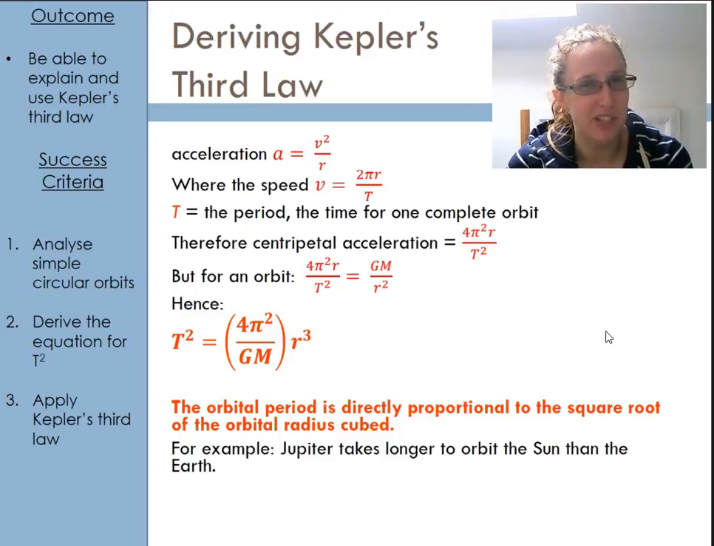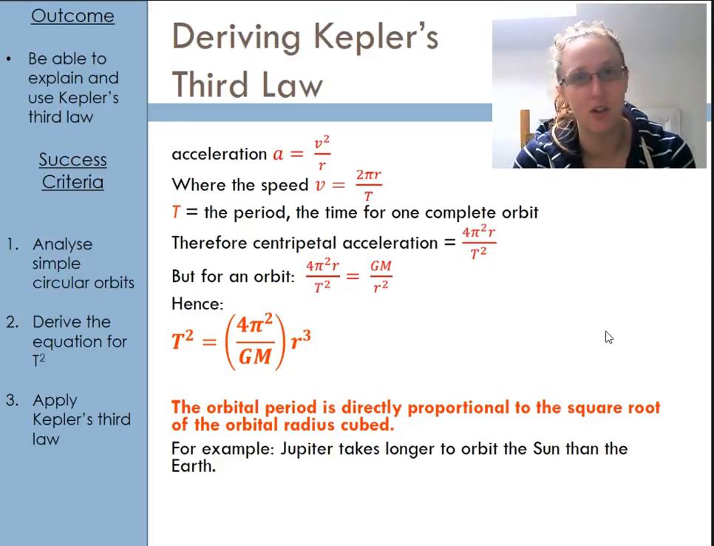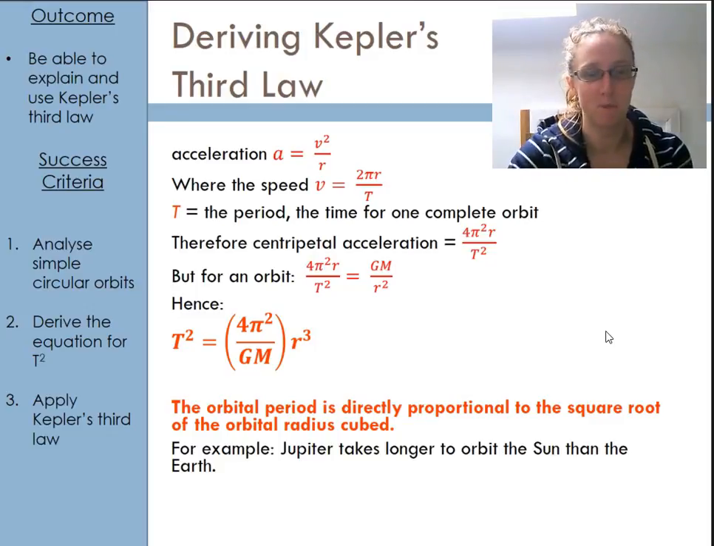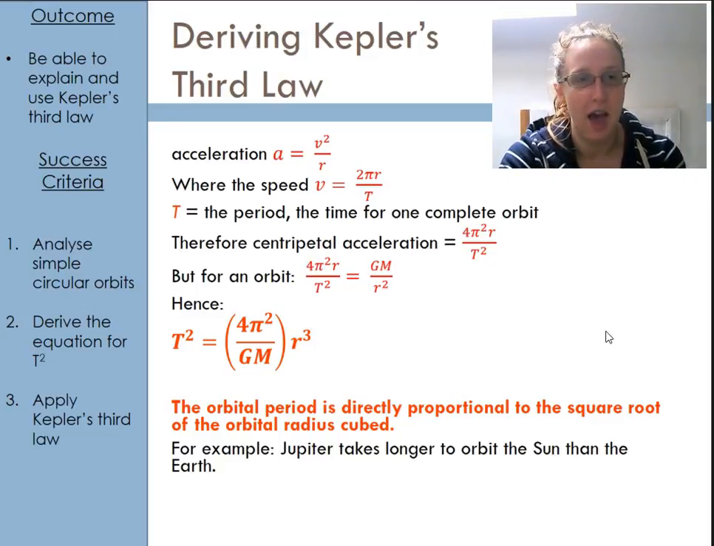And this kind of makes sense because if we have a look at Jupiter, it takes a lot longer to orbit than it does for us because it's further away. So that should all make sense.